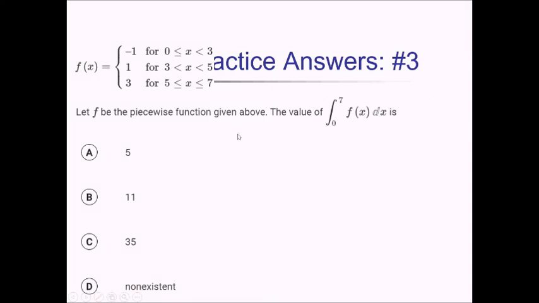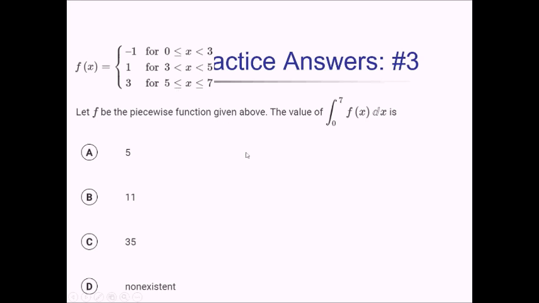For this problem, we're given this piecewise function f, and we want to know the value of the integral from 0 to 7 of f of x dx. All right, so this is a little bit tricky because we're being asked to find the area under a curve that has different rules at different times.